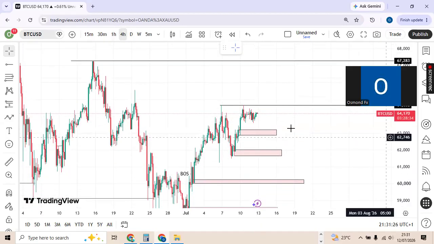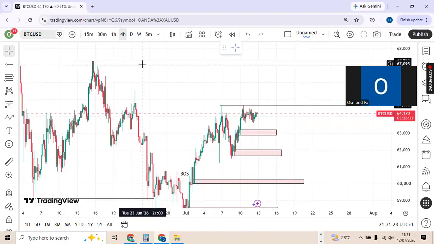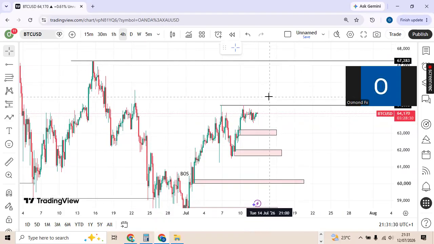I'm going to be expecting more buys because we need to clear this liquidity. So we are going to be expecting more buys. Anything that you're going to be doing on BTC should be more buys.